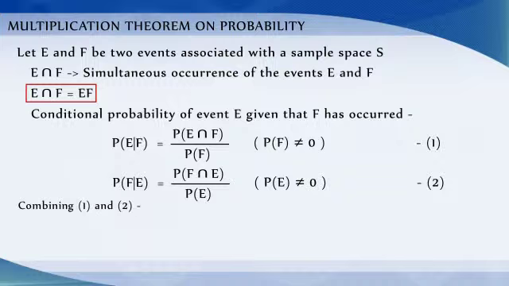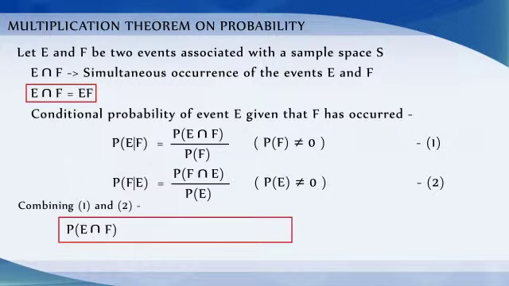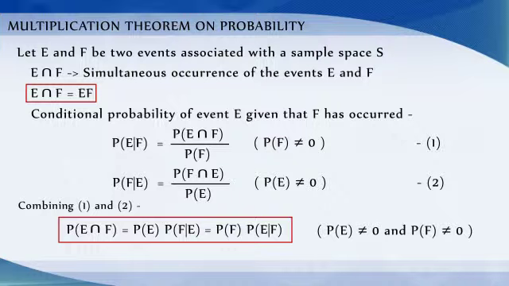Therefore, combining equation 1 and 2, we get that probability of E intersection F is equal to probability of E into probability of F given E, or probability of F into probability of E given F, provided probability of E is not equal to 0 and probability of F is not equal to 0. This result is known as the multiplication rule of probability.